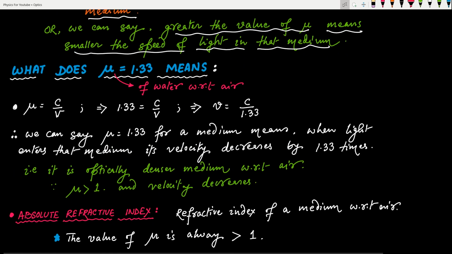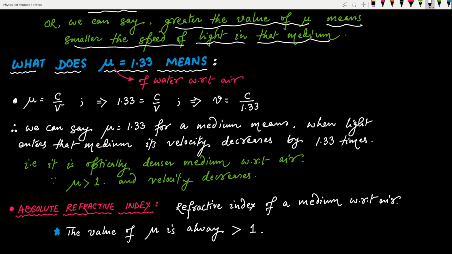Okay. Now let's understand some of the meaning linked with refractive index mu. Let's understand what mu equal to 1.33 actually means. This mu equal to 1.33 is actually the refractive index of water with respect to air. When nothing is mentioned and simply mu is equal to 1.33 or 1.45 is given, that means it is the refractive index of the material or the medium with respect to air. Okay, I hope this is clear.